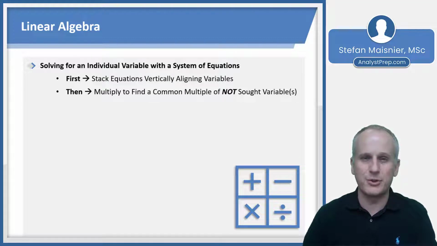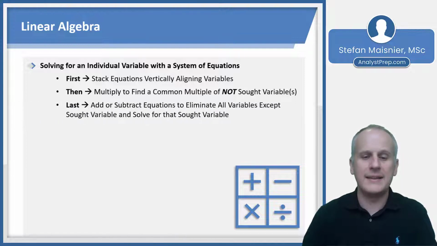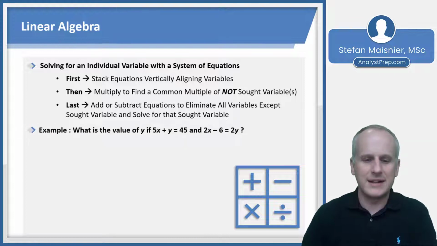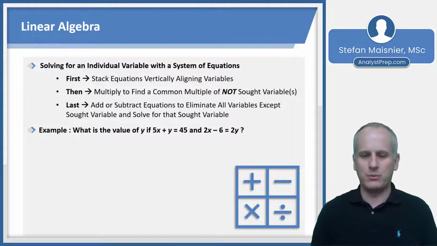And this is important because we're going to eliminate the variable that we're not looking for. And last, we're going to add or subtract those equations to eliminate all of the variables that are present except for the sought variable, and then solve for that specifically sought variable or combination thereof. So, for example, if we're being asked, what is the value of y if 5x plus y is equal to 45 and 2x minus 6 is equal to 2y?